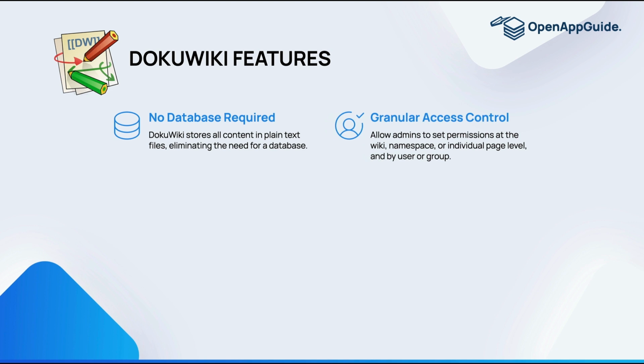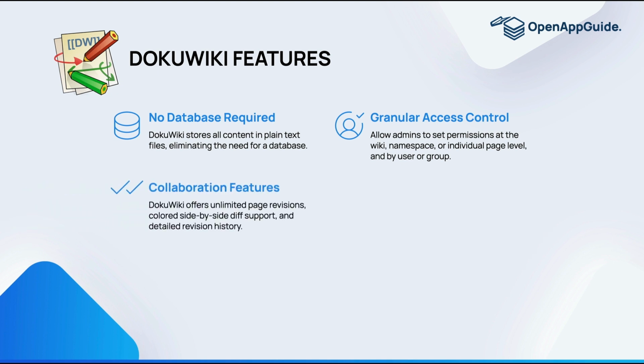You're going to get really granular access controls to enable your users or groups to be able to view, create, or modify pages or namespaces. Next is the collaboration features. DokuWiki has unlimited page revisions, a way to compare versions side by side and have a detailed revision history.